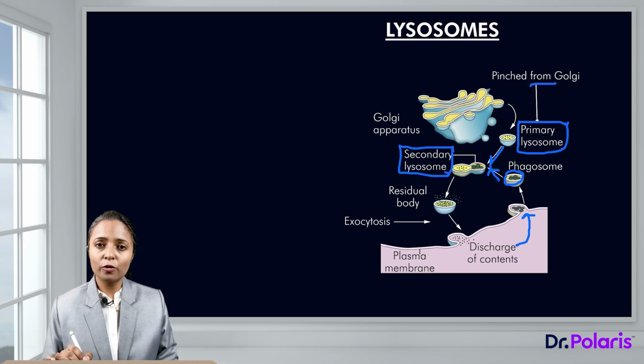The degradation of the waste products occurs in the secondary lysosome by the release of the hydrolytic enzymes from the granules, which act there, and the products which are left are known as the residual body. And finally, this residual body is released again to the surroundings by means of exocytosis. So there is discharge of contents outside again once the degradation has taken place.